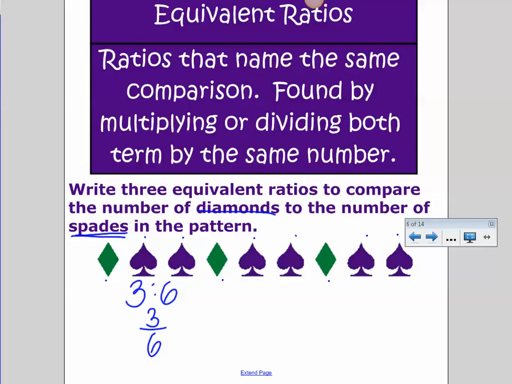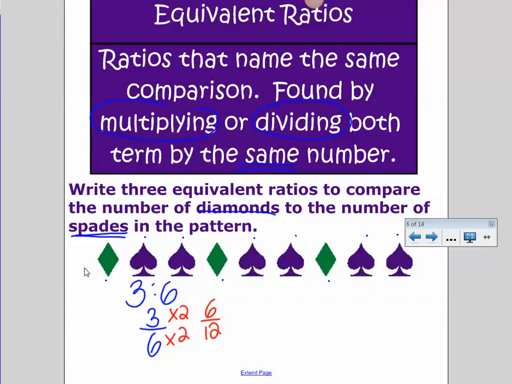I'm going to rewrite that as a fraction because I think we're better at working with fractions though. So I need to find some equivalent ratios. Let's write that ratio down with me right by where the spades and diamonds are. Now it says I can multiply or divide by the same number to find an equivalent ratio. Well, I like to multiply by 2 a lot, so I'm going to do 3 times 2 and 6 times 2 to get an equivalent ratio or an equivalent fraction of 6 over 12. That would be one thing that's going to be an equivalent ratio.